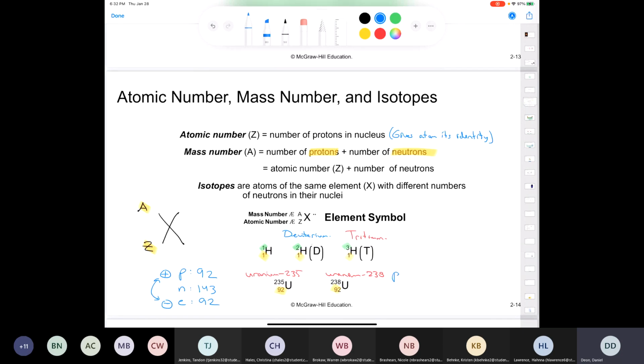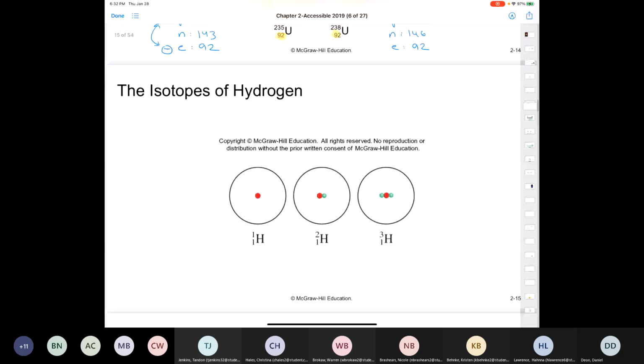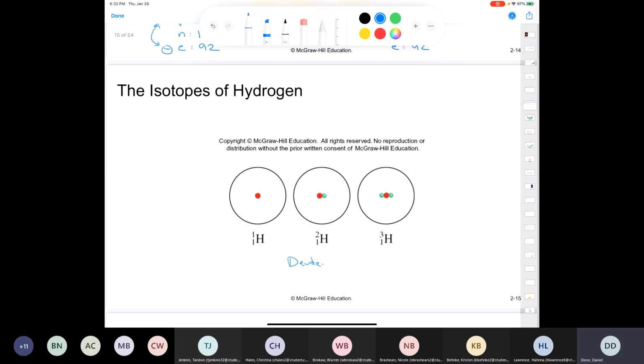We could do the same exercise over here for uranium 238. There are 92 protons. The number of neutrons is 146. And the number of electrons is 92. Same thing, same rationale. Well, if you look at the isotopes of hydrogen, we have hydrogen 1, we have deuterium, which we represent with a D, or tritium, right?